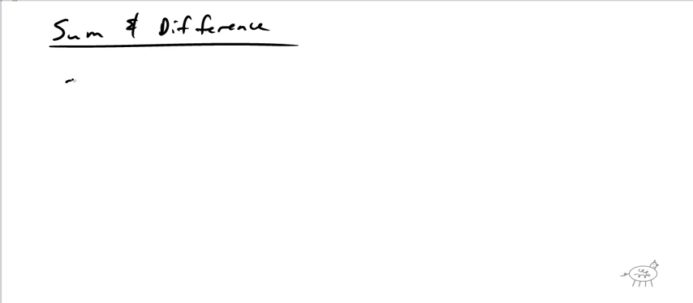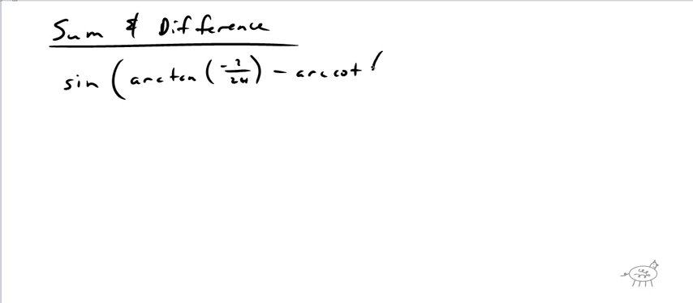Okay, so let's start out with sine of arc tangent of negative 7 over 24 minus arc cotangent of negative 4/3. Well, obviously it's sine sum or difference. In this case, it's difference, right? A minus B. So I would recommend you first of all draw a picture for each one of these. So let's just actually do that quickly.